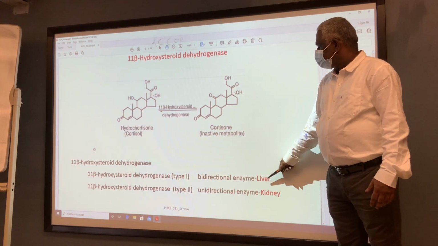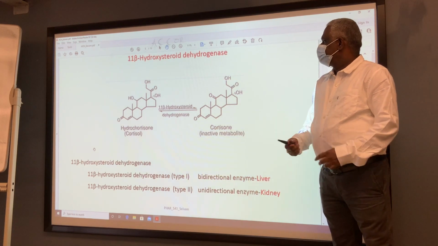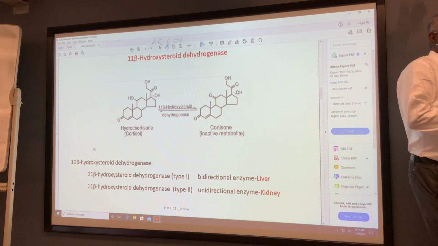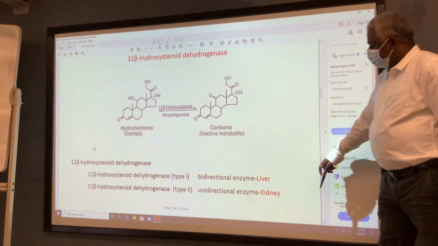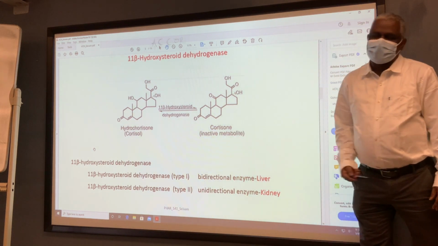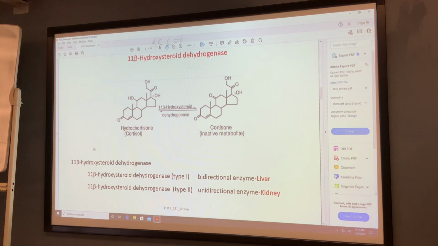The liver enzyme is type 1, a bidirectional enzyme, which converts hydrocortisone to cortisone, meaning active to inactive, and cortisone to hydrocortisone, inactive to active. And in the kidney, here is the excretion. We don't want to convert the inactive compound to active. That's why the kidney has only type 2, the unidirectional enzyme, which converts only active to inactive.